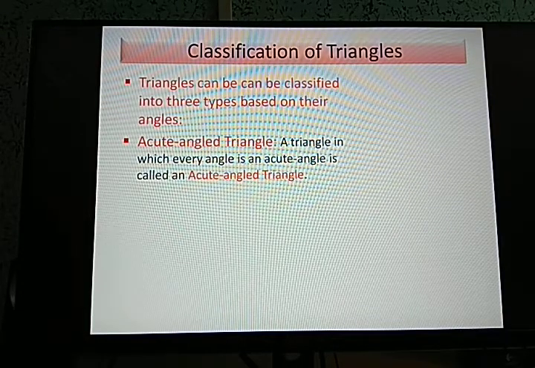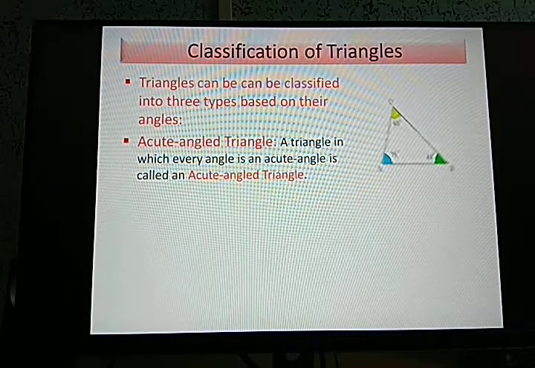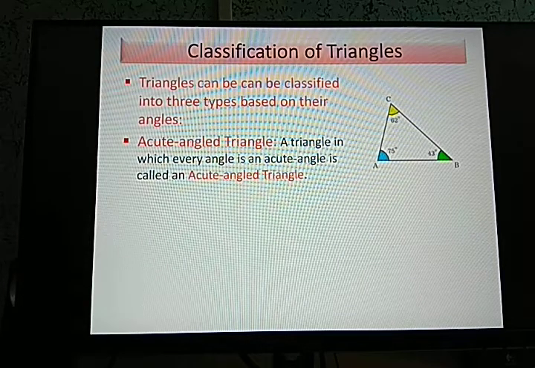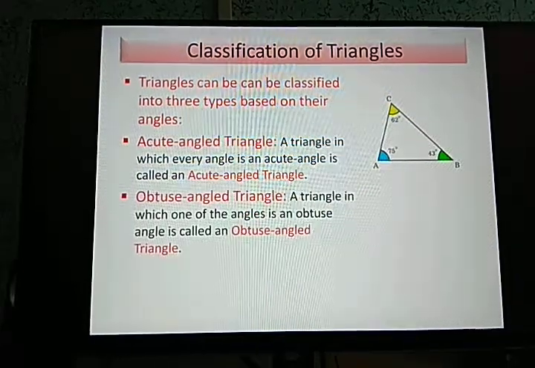So we know that in a triangle there are 3 angles, and if each of these 3 angles is an acute angle, then it is called an acute angle triangle. For example, here triangle CAB is an acute angle triangle because all the angles are acute: angle C is 62 degrees, angle A is 75 degrees, and angle B is 43 degrees. So if all the angles are acute, then we can say that it is an acute angle triangle.